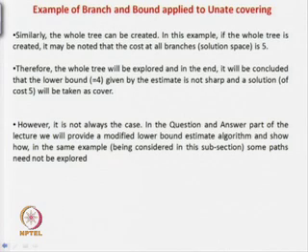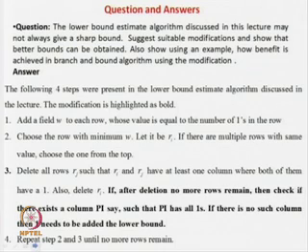Okay, now in the question answer solution we will slightly modify this lower bound computation heuristic, and you will see that the fruit of this lower bound computation really comes into the picture. So let us just see. So what is the question? The question is saying that the lower bound estimate algorithm discussed in the lecture may not always give a sharp bound. We suggest suitable modifications and show how better bounds can be obtained. Also show using the example how benefit is achieved in branch and bound with the modification.